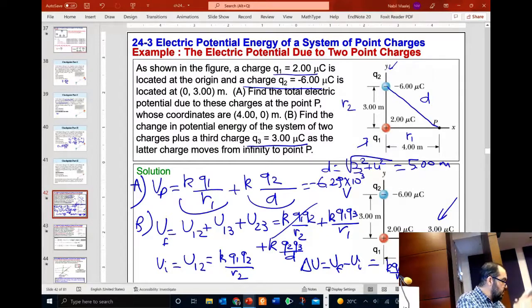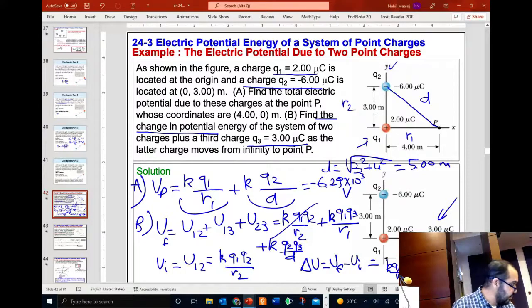So what is the final configuration? What is the potential energy of the final configuration? What is the potential energy of the initial configuration? And we take the difference, U final minus U initial. It will give us the change, because they are asking, this is a little bit tricky, the change in potential energy. They did not ask for the potential energy.